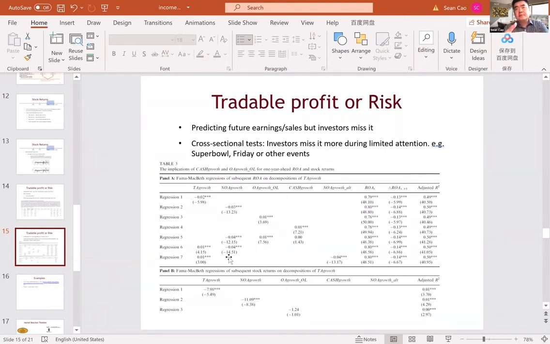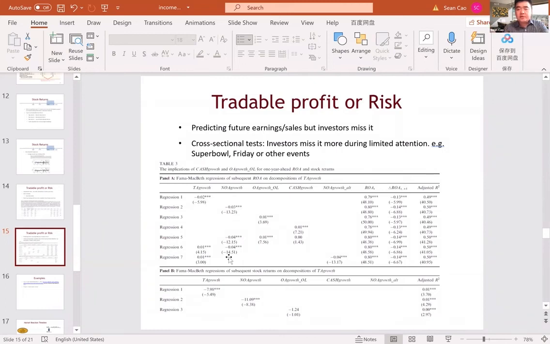Another interesting thing you have to do is prove this is a profit, not a risk. You can do some cross-sectional test, or you can do some scenario test. So for example, taking back my earlier example, if Apple has a product that can predict the future sales, and I found that, how do I know whether other people know the same information or not?